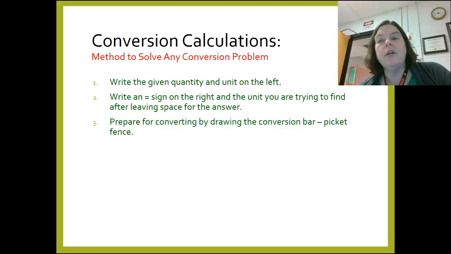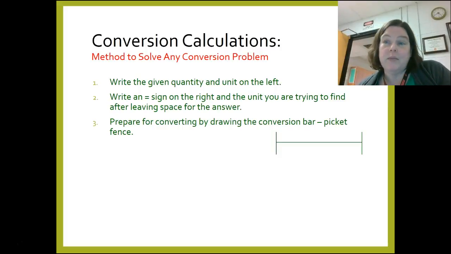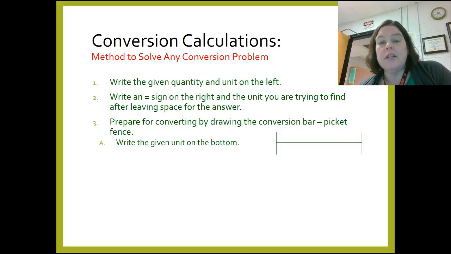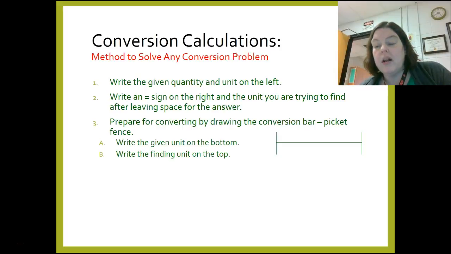Then number three is the most complicated of the steps, because number 3 is where we get to the nitty-gritty, where we get to the relationship. So the first thing we do is we draw our conversion bar, our picket fence, or touchdown thing. I don't care what you call it. It just looks like that. Then we write the given unit on the bottom every single time. We write the finding unit on the top. So given unit on the bottom, finding unit on the top.